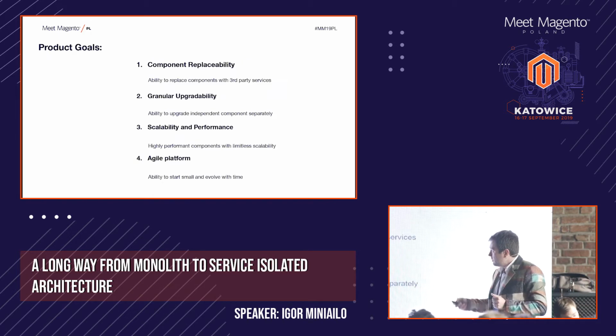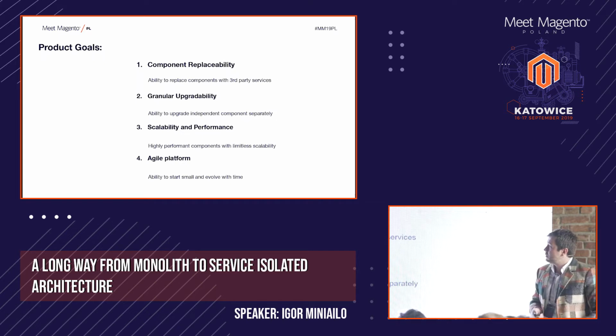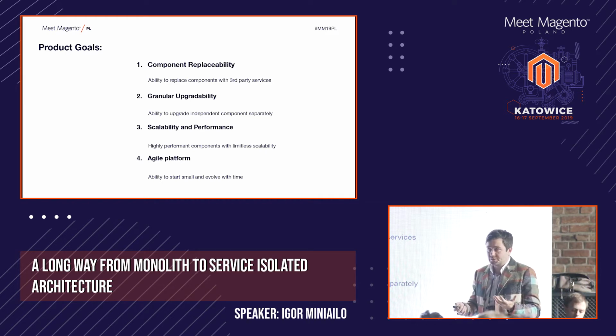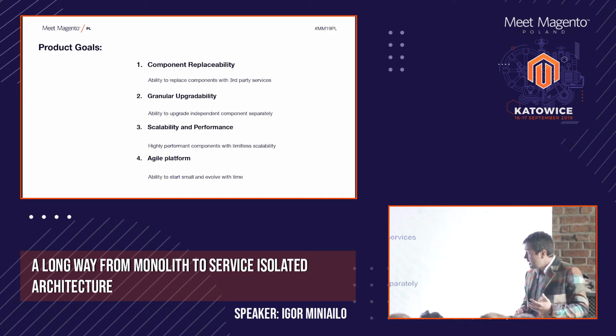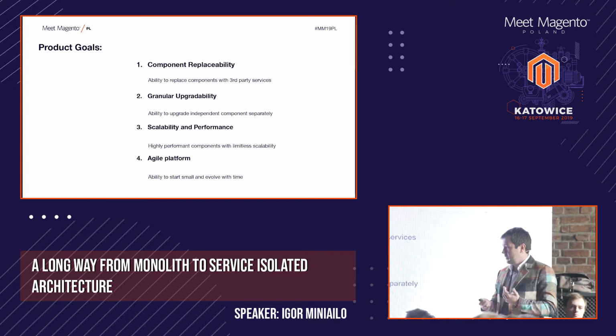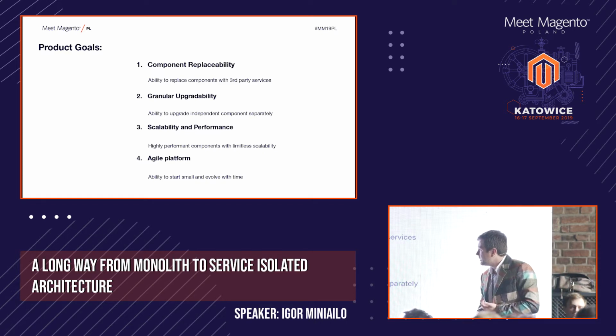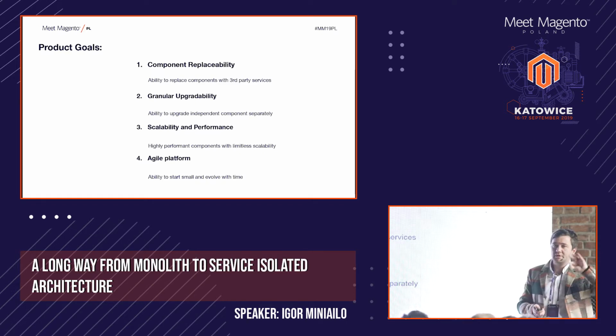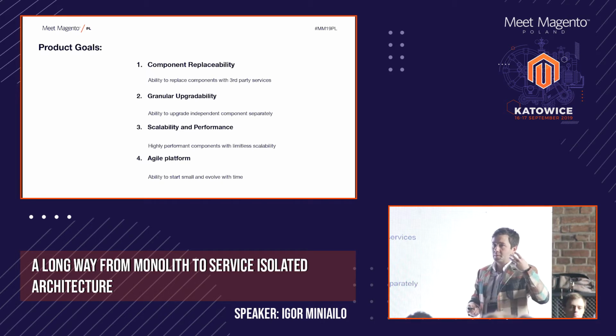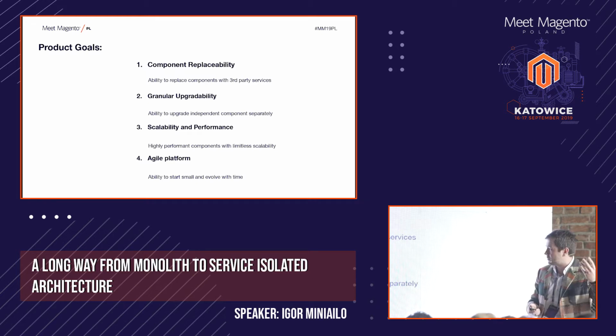This is supposed to be answered by the goals of the current project, which is service isolation. In the scope of this project, we want to solve the following goals. We want to provide component replaceability, to easily substitute Magento components with external components, with an external system, and maybe even with SaaS services.